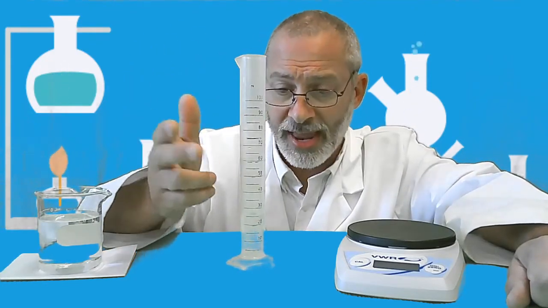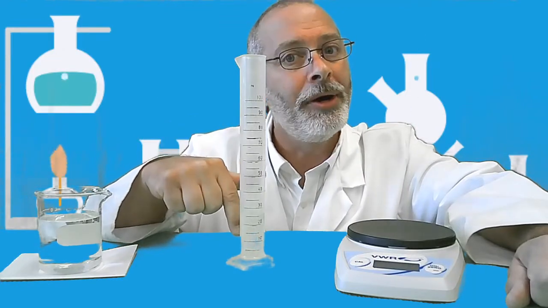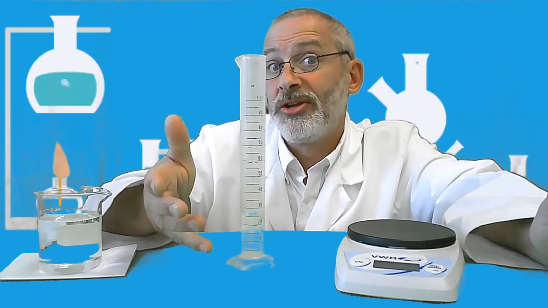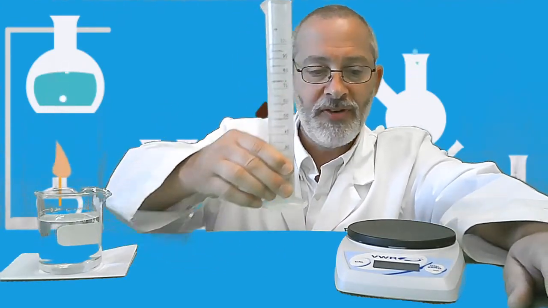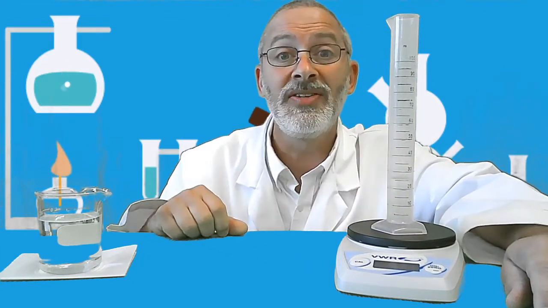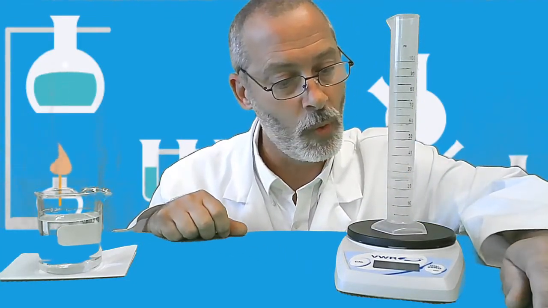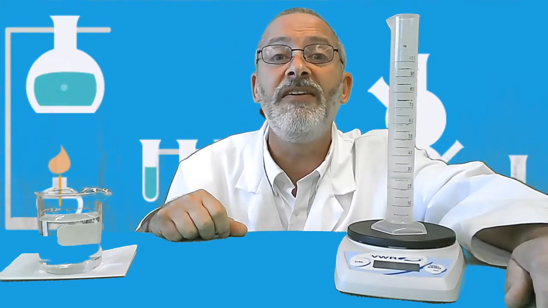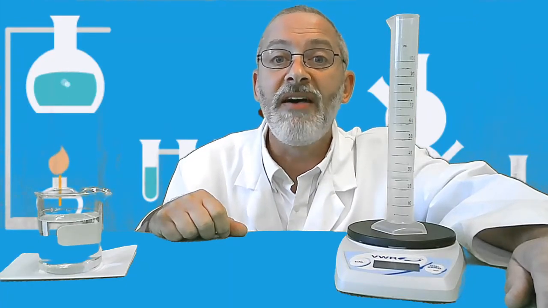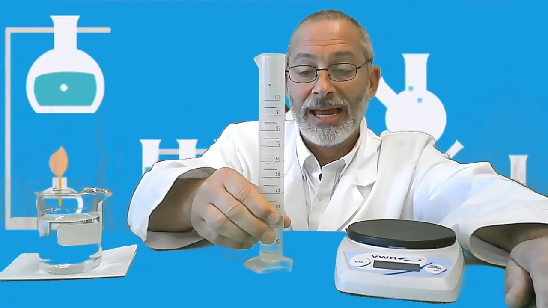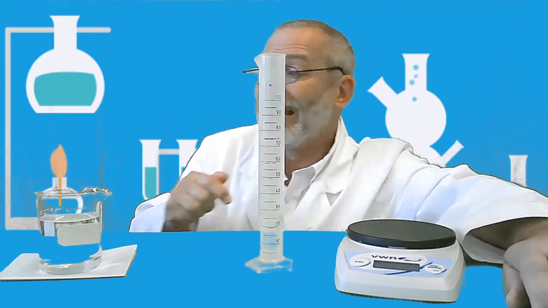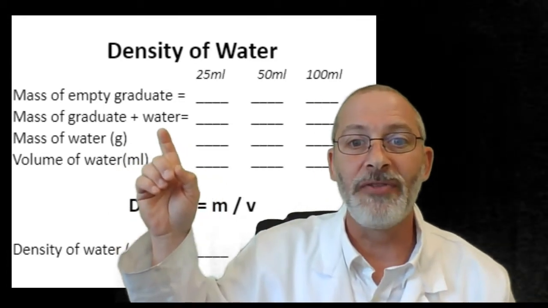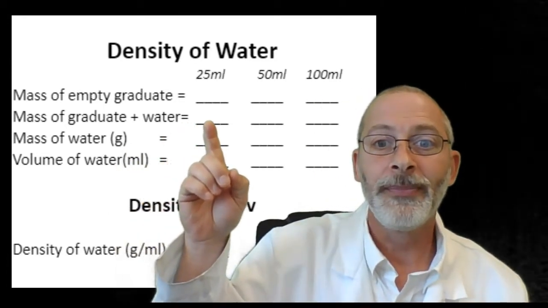Hopefully you said more than, because we have added matter in the form of water into this graduate. So it would stand to reason there should be more mass. So let's find out what the mass now is. Well, look at that. It says 75 grams. 75 grams is the graduate and the water. So let's head back here. So we've got the mass of the graduate and the water. What did I say it was?